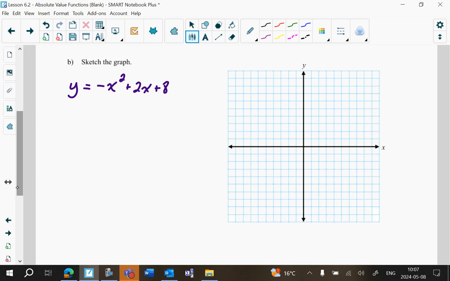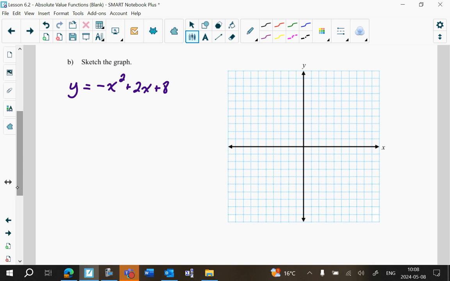What kind of shape is this graph going to be? A parabola, right side up or upside down? Upside down because it's negative. So we know it's going to look like this somewhere in the graph. Where do we always start when we graph those things?